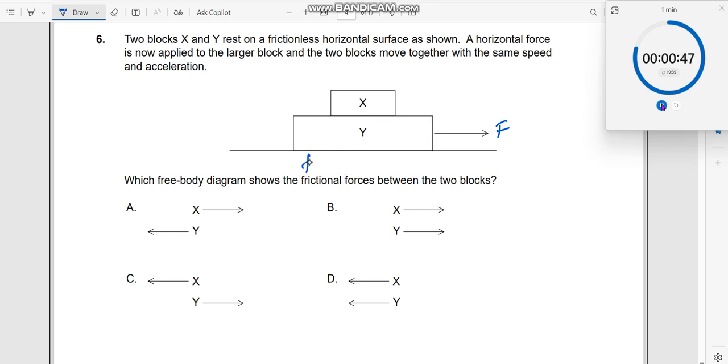See, here there is no friction. Here friction is equal to 0. But why do they move together? The reason is, if you look through a microscope, this will have some projections, right? The block X here will have some projections like this. And what about Y? Y will also have some projections, such that they will interlock between each other.